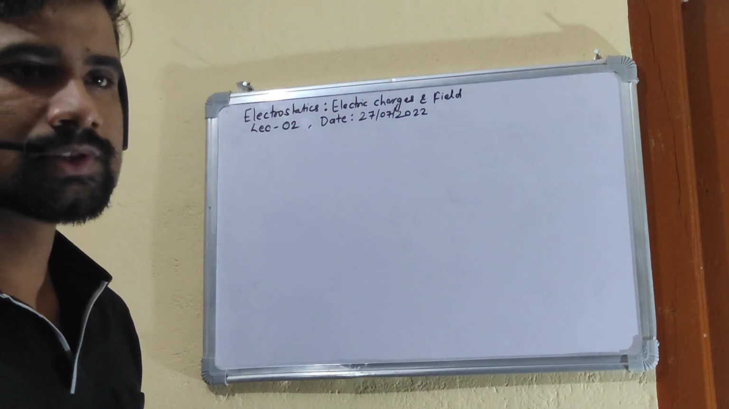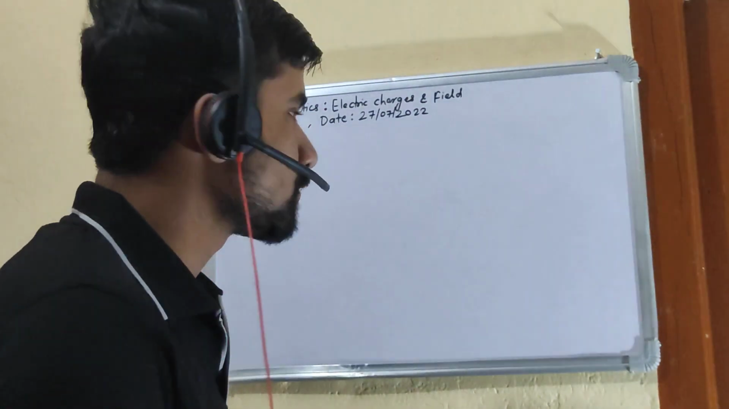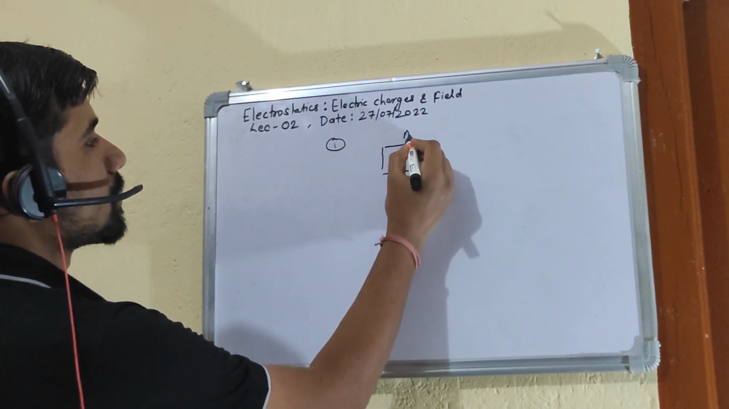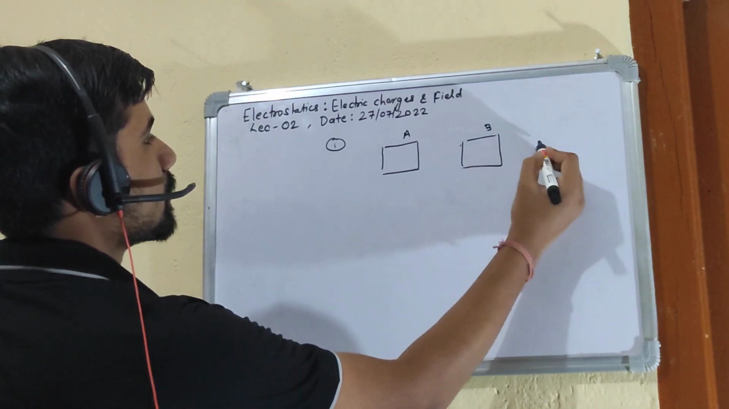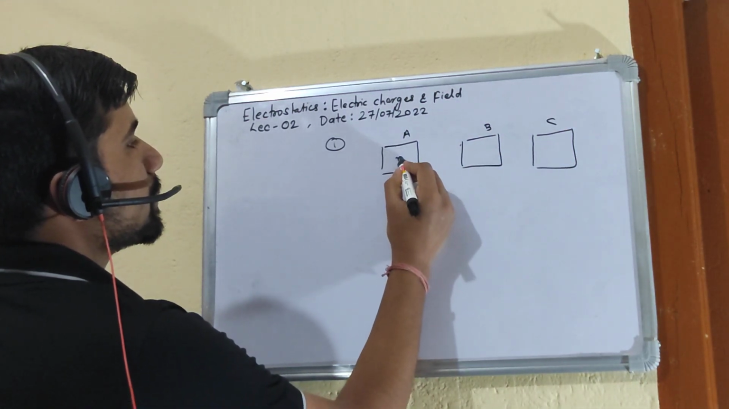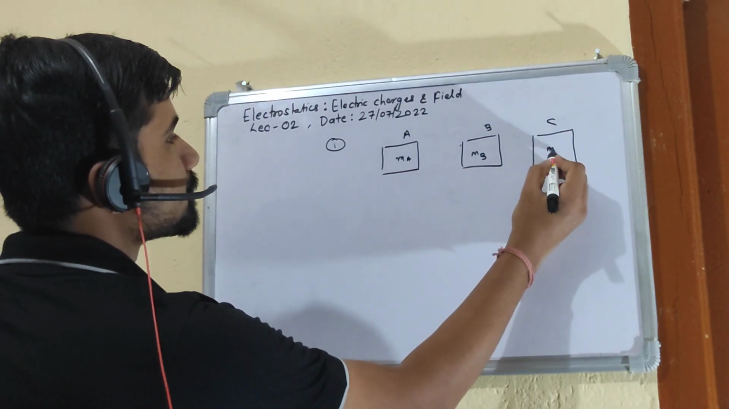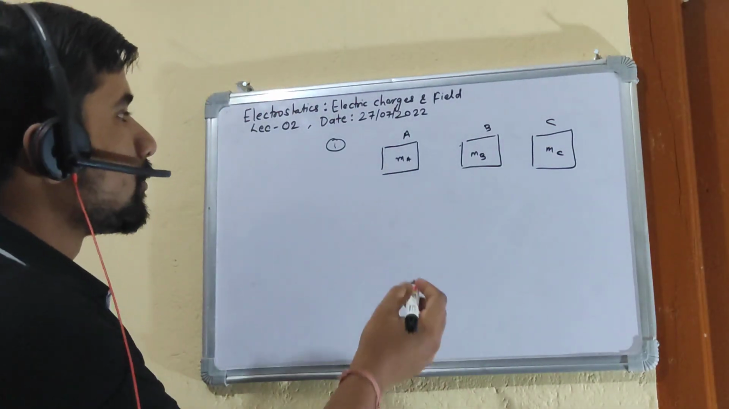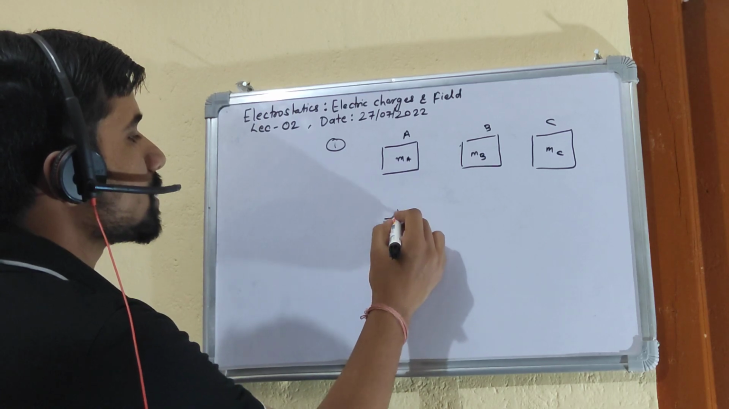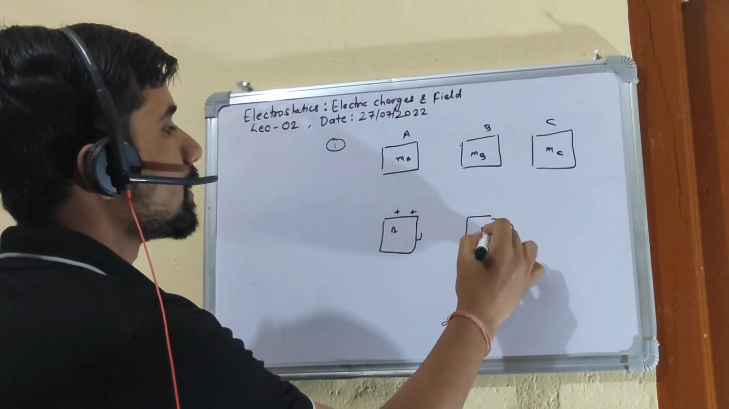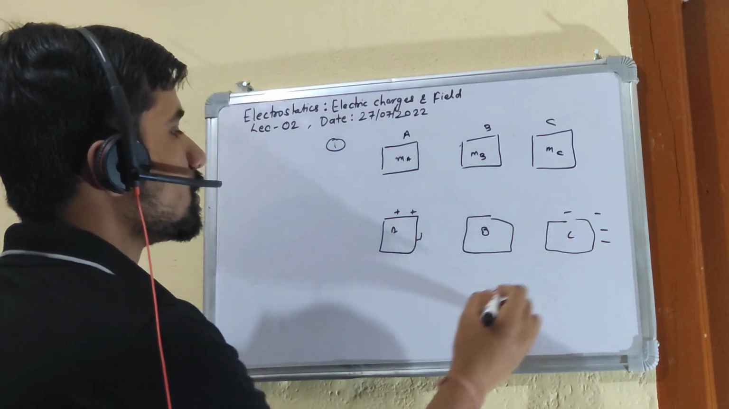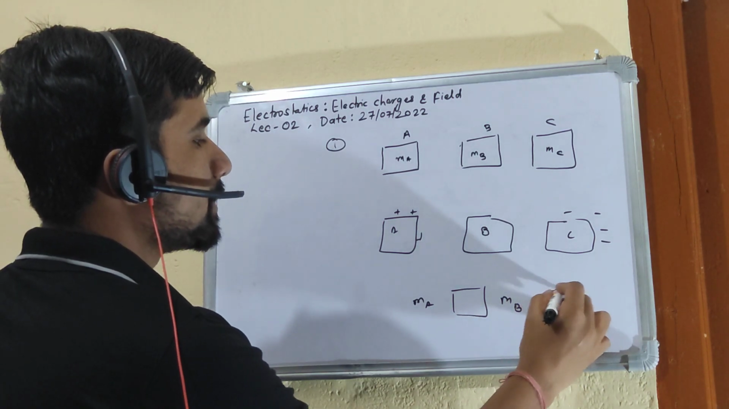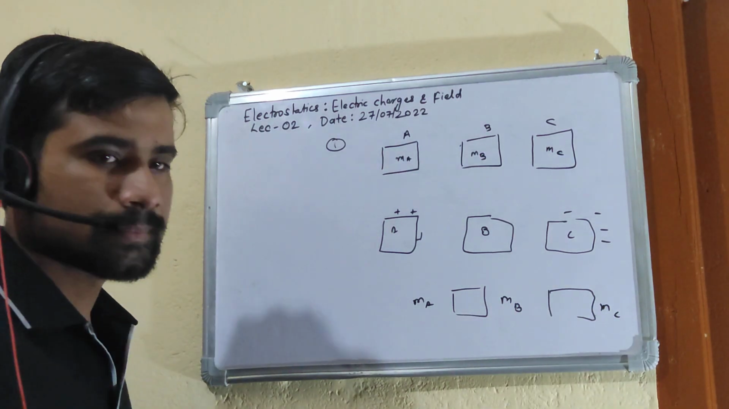So there were two problems which I gave yesterday in lecture 1. The first problem was something like, there are three bodies having masses Ma, Mb and Mc. These three interact with each other by some means, and now A develops a positive charge, B is still neutral, and C develops a negative charge. So the question was, what is the logical comparison between Ma, Mb and Mc, right?